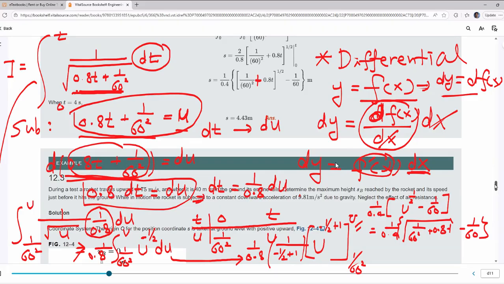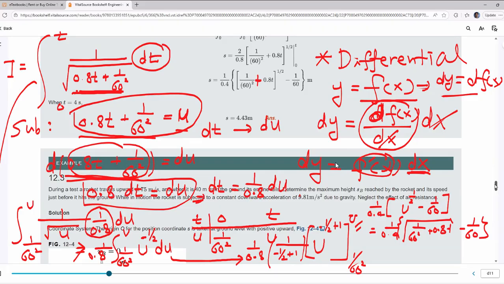So this is a good time to go back to Cal 1 and Cal 2 and restudy the substitution method, the definition of differential, things like that. Any question? Harder than physics 1, right? Because we solve a first order differential equation. In physics 1, we used just algebra, but now in dynamics, we use Cal 1 and Cal 2.